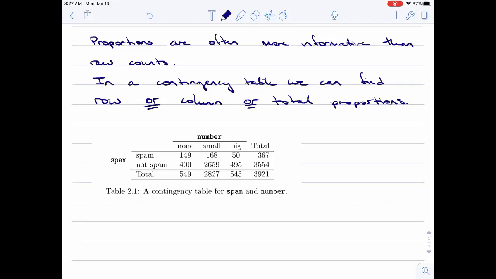How we can figure that out is, well, the total number of spam emails was 367. And so 149 out of 367 were spam emails with no numbers. 168 out of 367. Now when we're taking these proportions, usually the most common proportion lookalikes that we deal with are percentages. We understand percentages, we get it. And so proportions are just percentages.